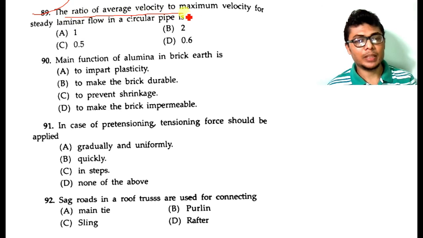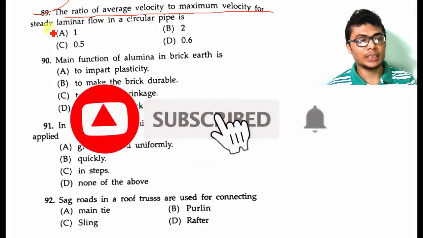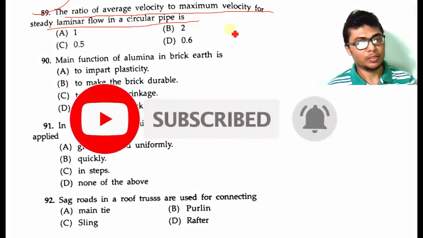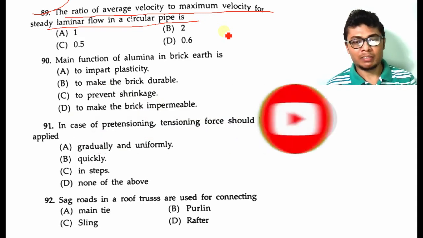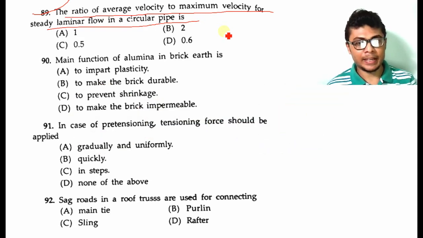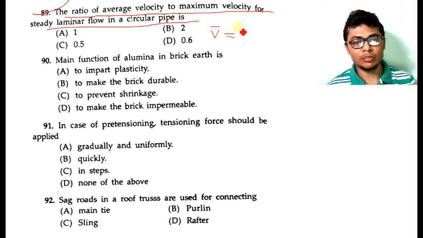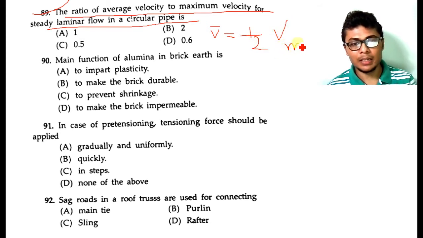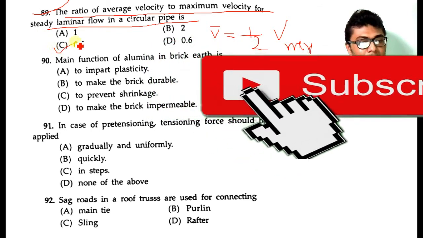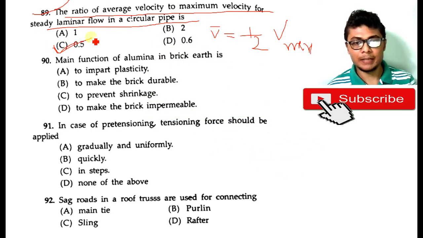The ratio of average velocity to maximum velocity in steady laminar flow in a circular pipe. Okay, in case of a circular pipe, if the flow is laminar, then the average velocity is always half of the maximum velocity. That means V bar, V average, equals half V max. V max is the maximum velocity. Therefore my correct answer will be C, 0.5. Clear? Next question number 90.